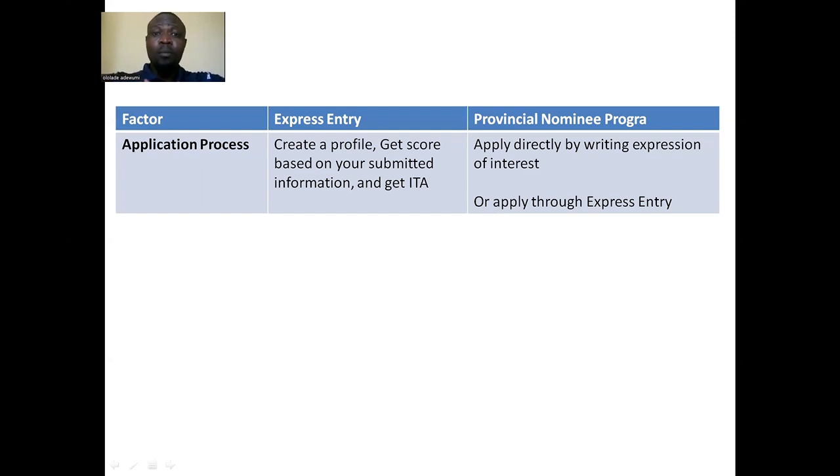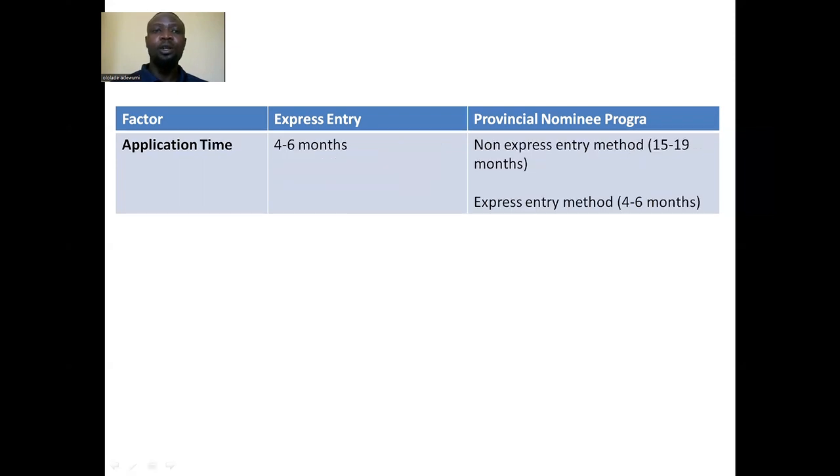This is what most people do to make their process very fast, because when you do this, you will score an extra 600 points when you combine your Provincial Nominee Program with your Express Entry profile.